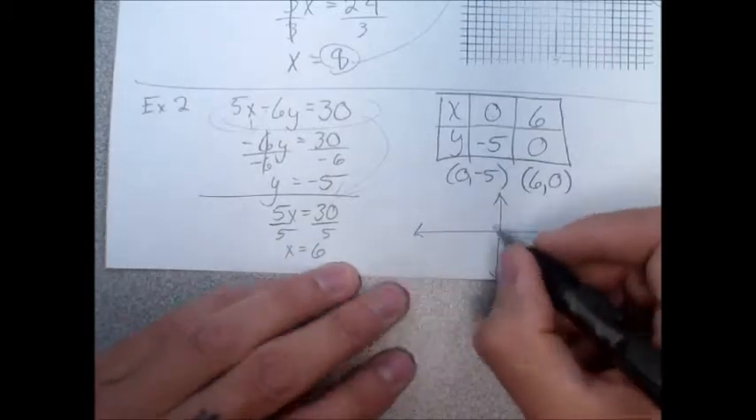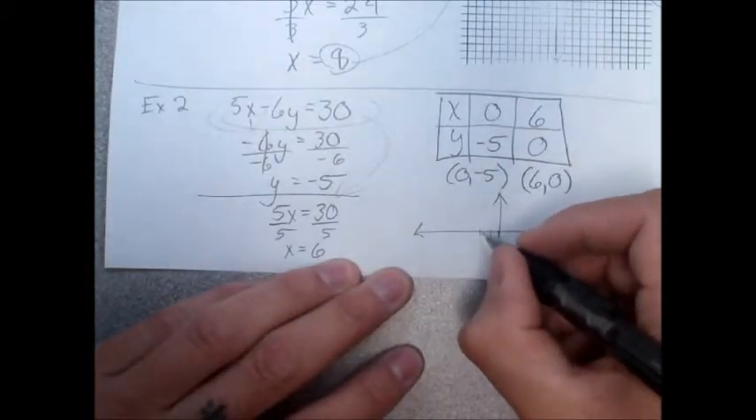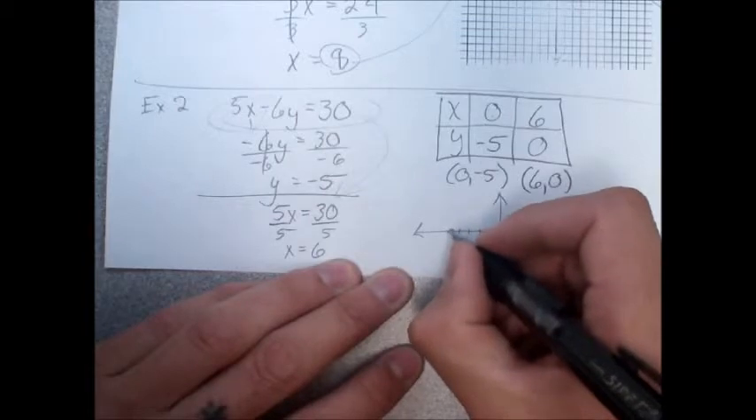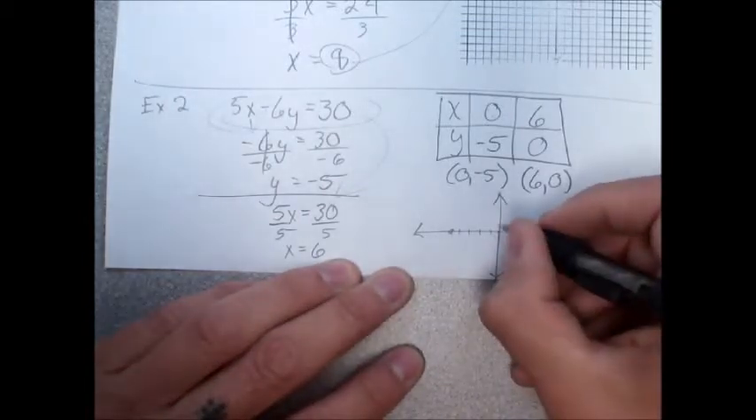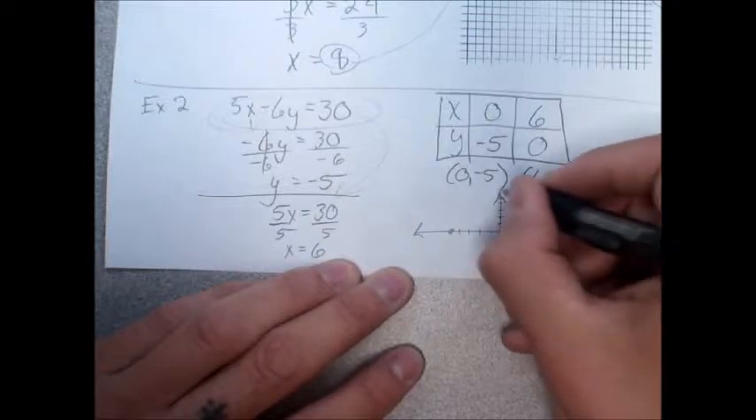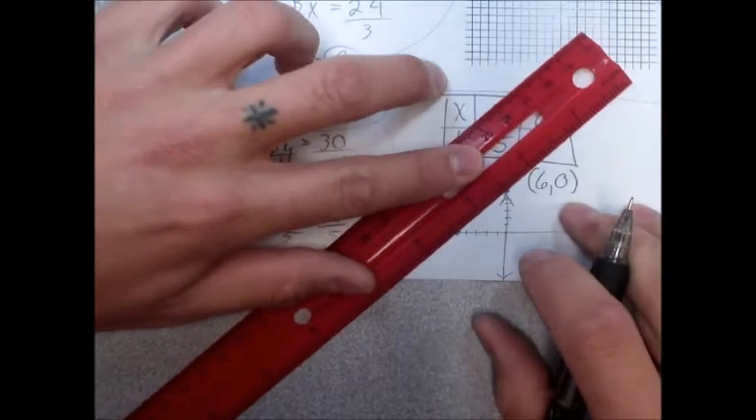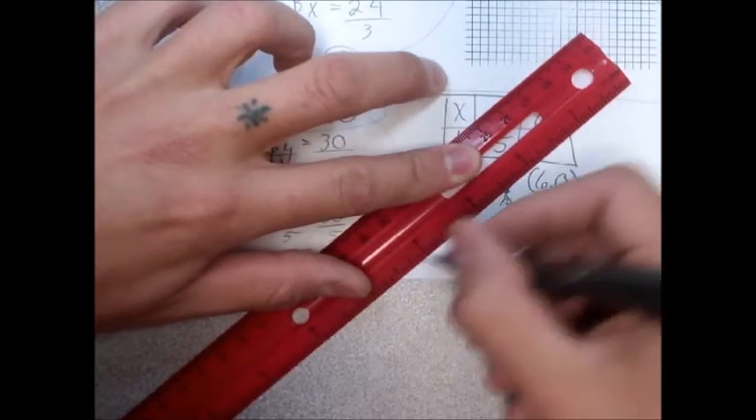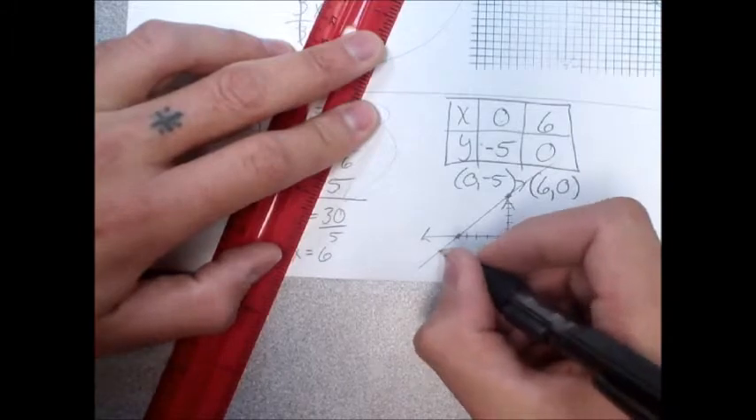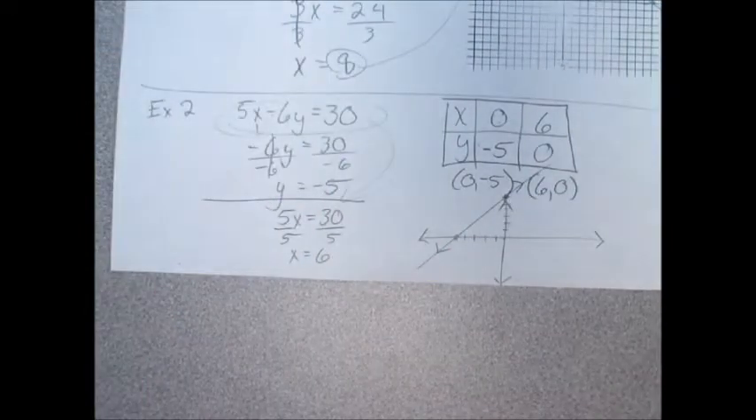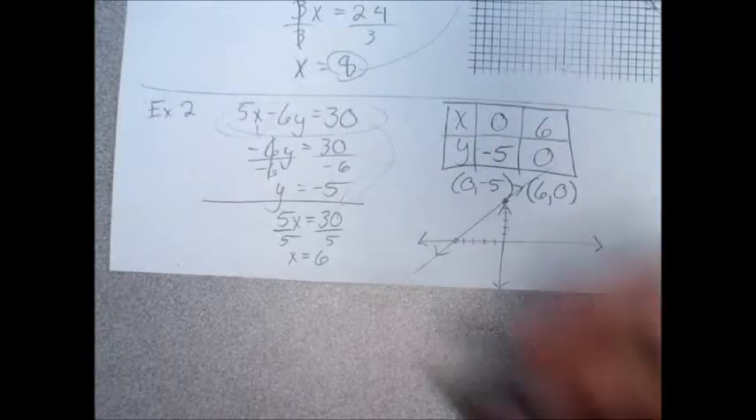I go (0, -5), so I start at my origin, and I go 1, 2, 3, 4, 5 in the negative direction. So there's one point. And I go right 6: 1, 2, 3, 4, 5, 6 is over here. And then again, I connect it with a straight edge. And arrows go on lines, so we put arrows on them. Questions? Okay, these can be really quick if you know that when you plug in a 0, it's going to get rid of that term. It can be really, really fast.